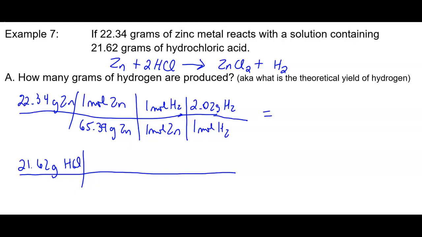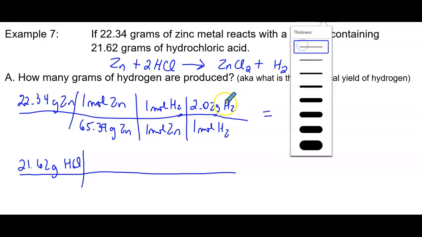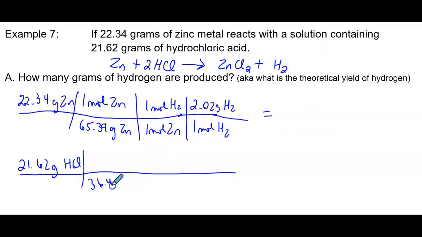Okay, so we're going to figure out the mass here. Take 1 hydrogen and 1 chlorine, and you should get 36.46 grams of HCl for every 1 mole.